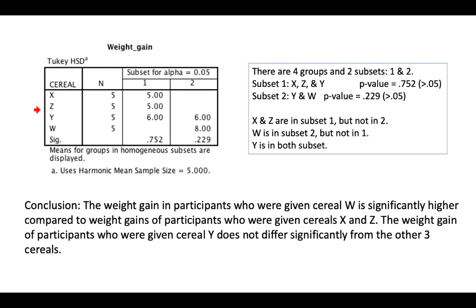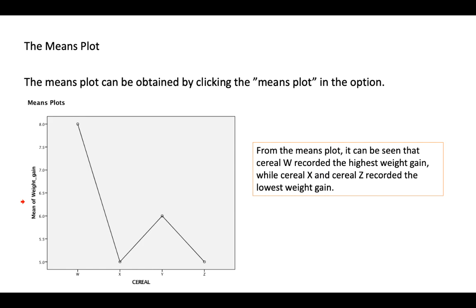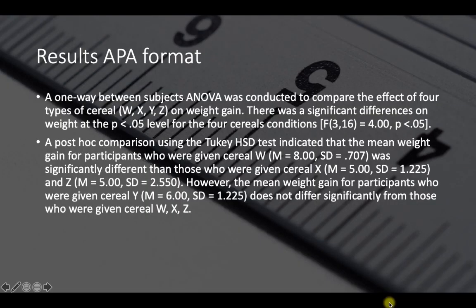Okay. The weight gain in participants who were given serial W is significantly higher compared to weight gains of participants who were given serials X and Z. The weight gain of participants who were given serial Y does not differ significantly from the other 3 serials. That's your conclusion. It's pretty straightforward. It's just that for ANOVA, you have to really understand your design in order to come up with a conclusion. Okay? So this is how you write the results for ANOVA in an APA format.